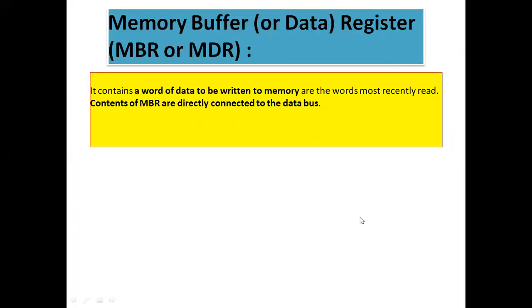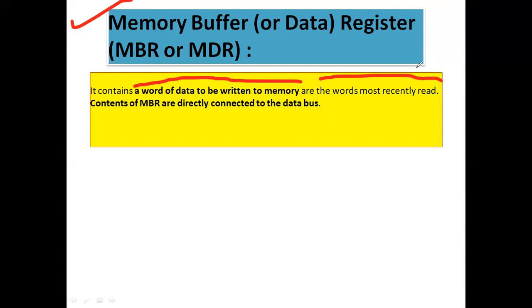Now the next one is the MBR or MDR. MBR means memory buffer register. Sometimes it is also known as memory data register. So, MBR or MDR. Now, what does it exactly contain? This memory buffer register contains a word of data to be written to memory, or the word most recently read. So a word of data, it contains what? A word of data to be written to memory.